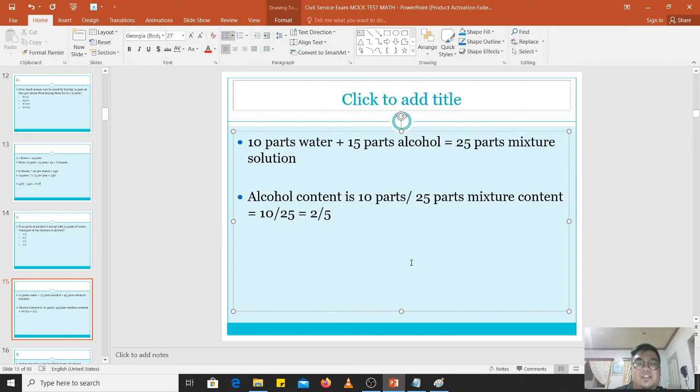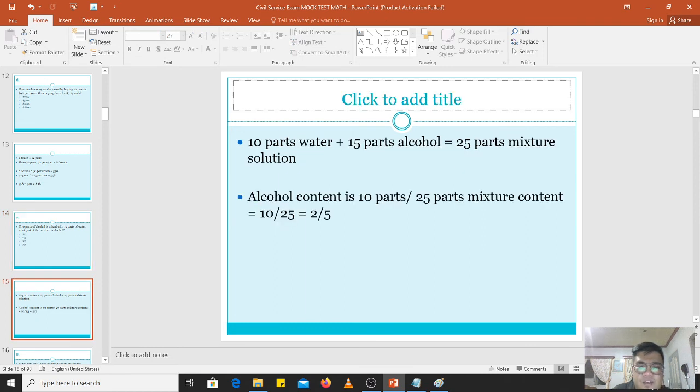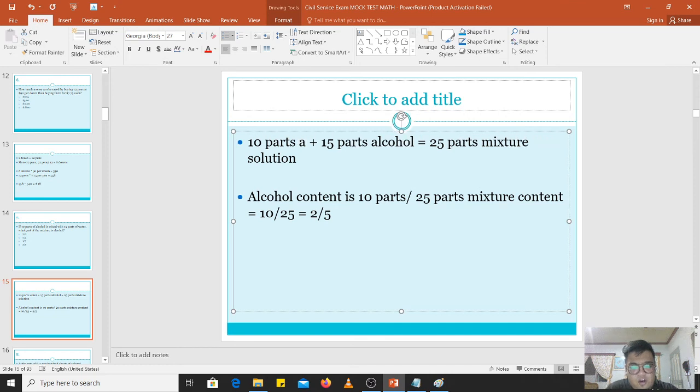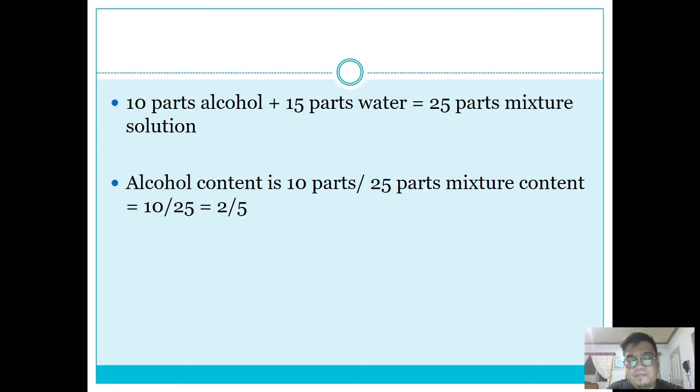So, 10 parts of alcohol. Tapos, 15 parts of water. Ayan. So, alcohol content natin is 10 parts per 25 parts of the mixture. Okay? So, pag sinimplify nyo yung 10 over 25, it's 2 over 5.